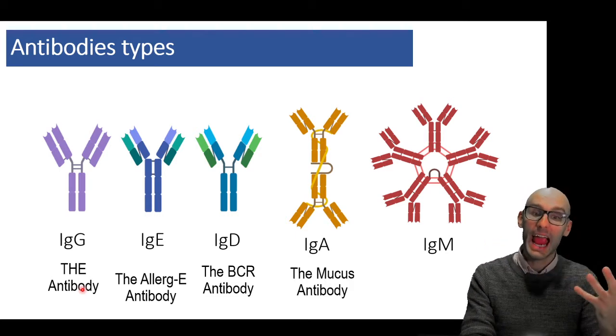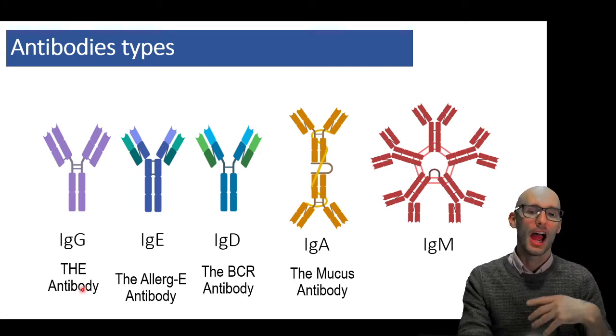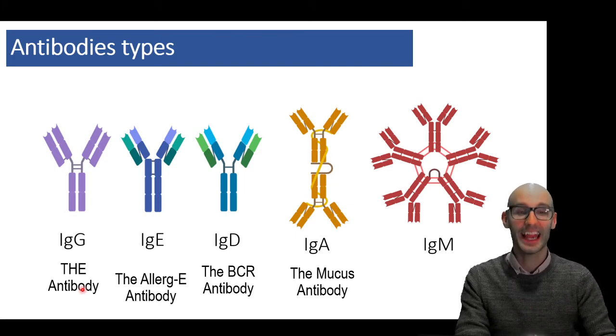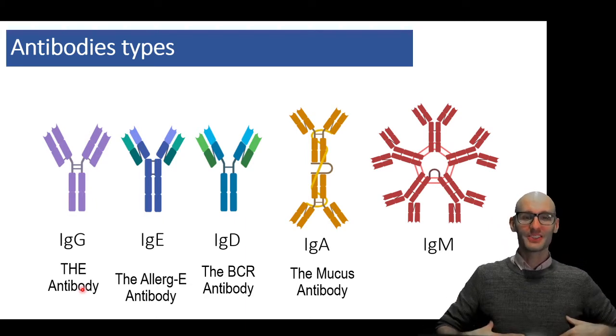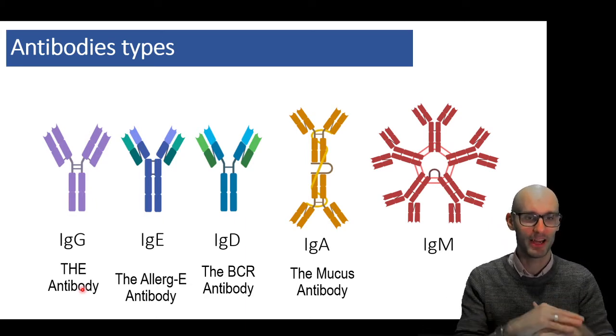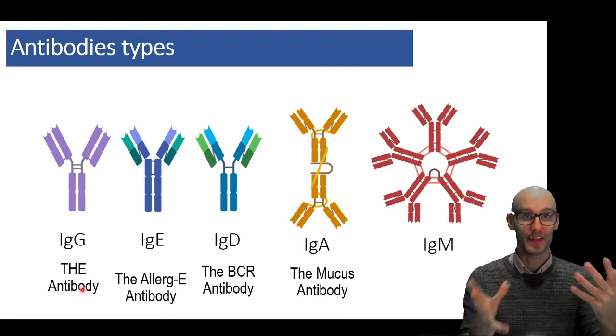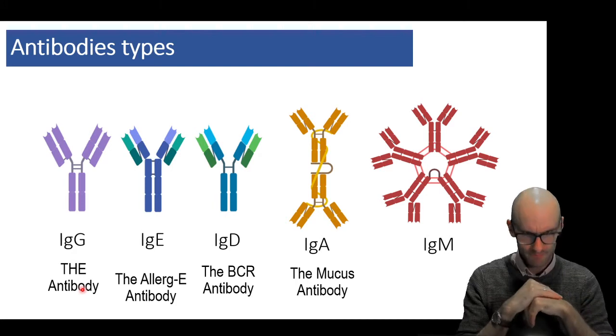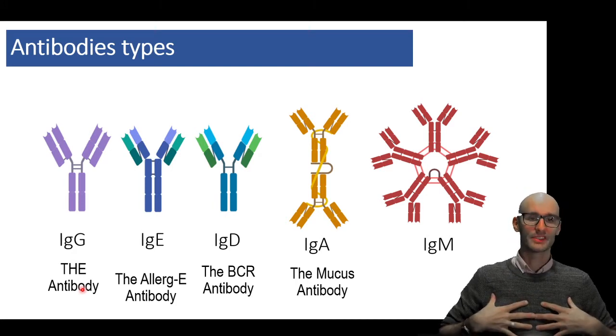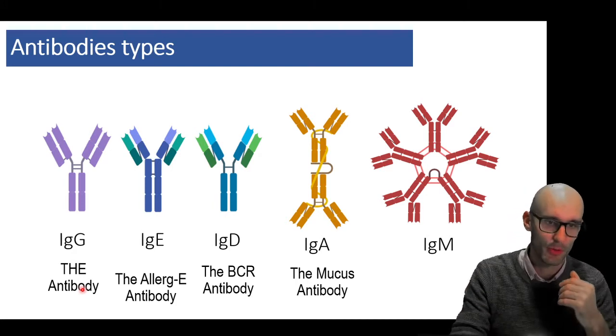There's IgA. This is the mucus antibody. I remember it by the IgA antibody often goes out to your anus, and that's because it is often secreted in the gut to fight gut parasites. But it's also produced in other mucus places. It can go into your lungs, for example, to help defend against pathogens that are in your lungs. It can also come out of breast milk, for example.